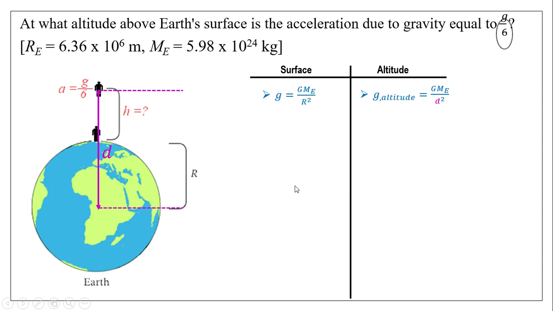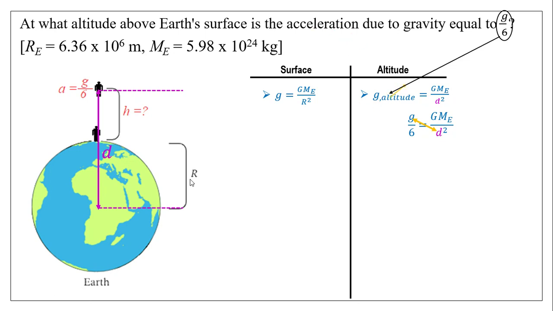So I want to focus on finding d real quick. So here in my work, g altitude is given to us as g over 6. So I'm just going to do a quick substitution to get rid of the g altitude term. So generically, g altitude is g m e over d squared, but here I know g altitude is given as g over 6. And then the function here on the right side gets carried down. But I need to find d. I need to find d because once I know d, I can just subtract the radius of the earth from it, and that is my height.